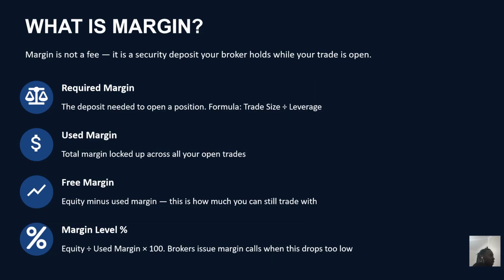What is margin? Margin is not a fee. It is a security deposit your broker holds while your trade is open. Required margin: the deposit needed to open a position. Formula: lot size times leverage. Used margin: total margin locked up across all your open trades. Free margin: equity minus used margin. This is how much you can still trade with. Margin level percentage: equity divided by used margin times 100. Brokers issue margin calls when this drops too low.